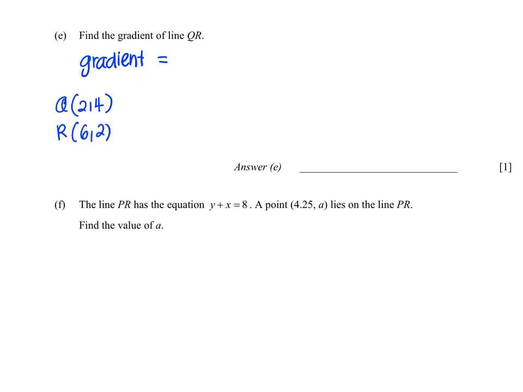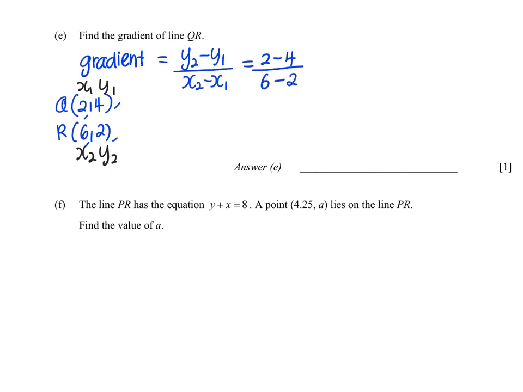So now gradient is given by the formula y2 minus y1 over x2 minus x1. So let's label this. This is x1, y1, for example, and x2, y2. Of course, we can label it the other way: Q is x2, y2, then R is x1, y1. Doesn't matter. So according to our formula, gradient is y2 minus y1. So that will be y2, 2, minus y1, 4, over x2, 6, minus x1, 2.